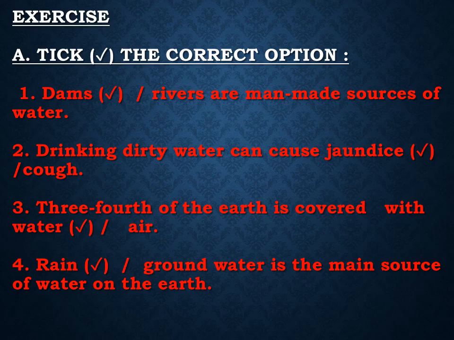And the last one is rain or groundwater. Which is the main source of water on the earth? Rain is the main source of water on the earth.